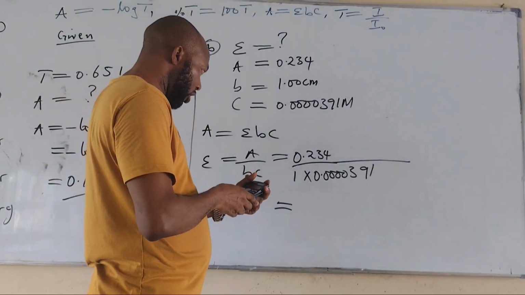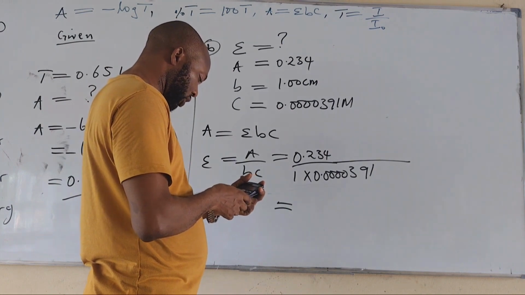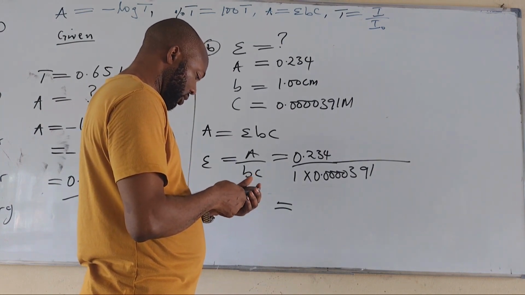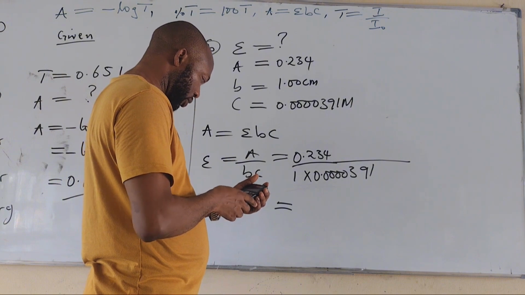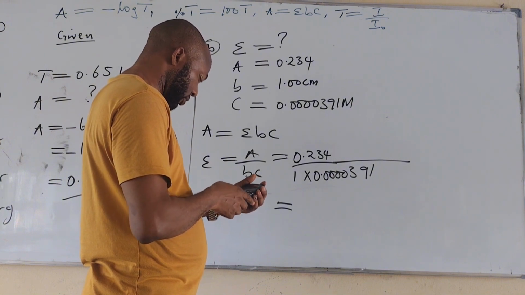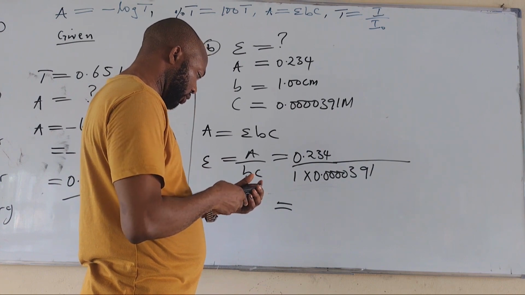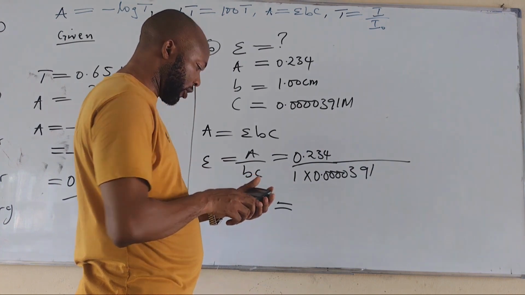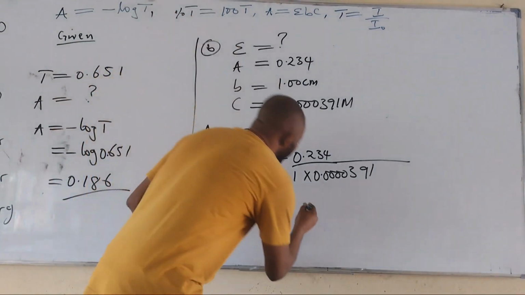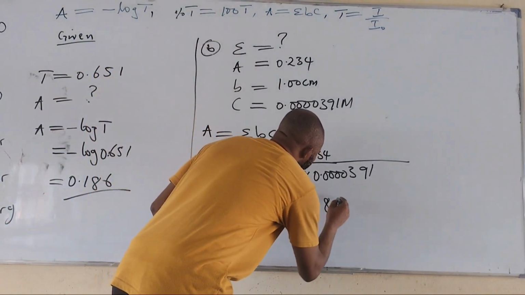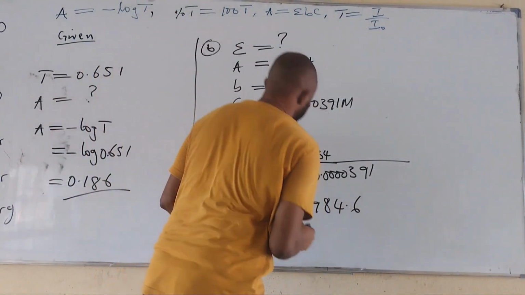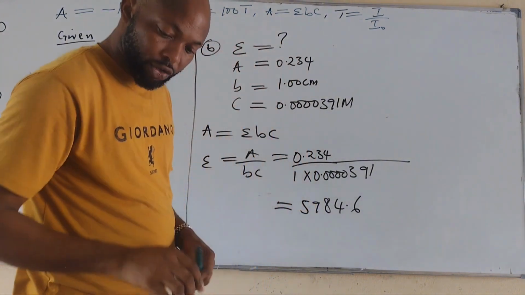So 0.234 divided by 0.0000391 is equal to 5984.6. So that's that.